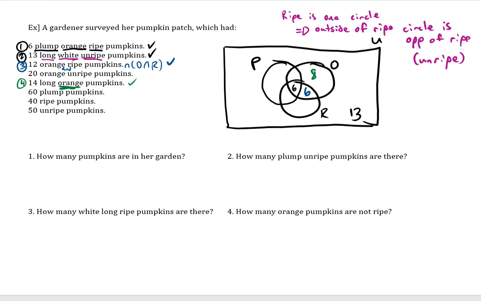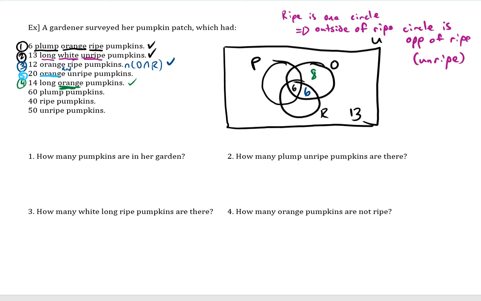Maybe I should go back to the one that I skipped over. I'm going to label it number 5. I think this is something that we should be able to use. It says that there are 20 orange unripe pumpkins. I'm in my orange circle, but I want to do unripe pumpkins with it. Orange is what I'm starting with, and then it's saying unripe, so not parts of the orange circle that are ripe.